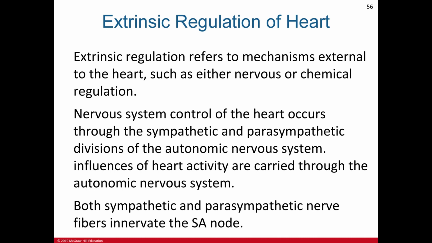The extrinsic regulation mechanism is divided into two. We have the baroreceptor reflex and the chemoreceptor reflex. So what is extrinsic regulation? It refers to the mechanism that is external to the heart, such as either nervous or chemical regulation.